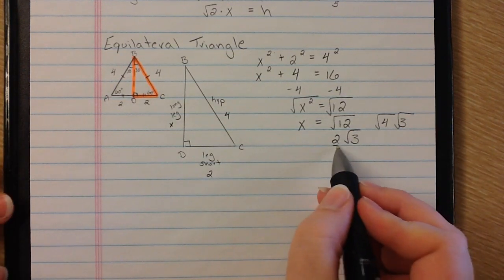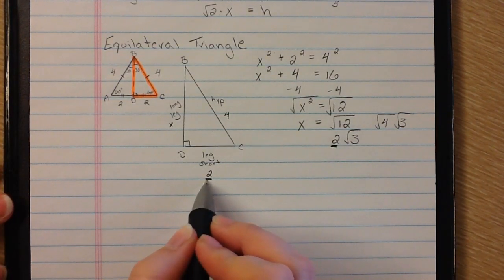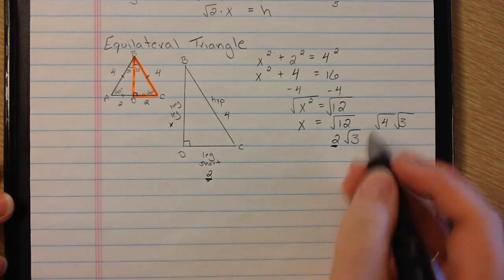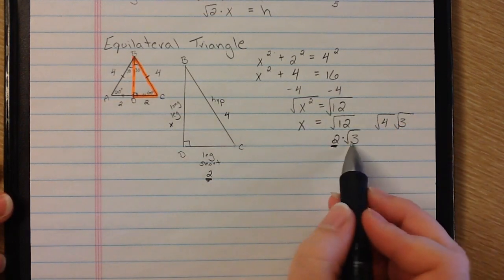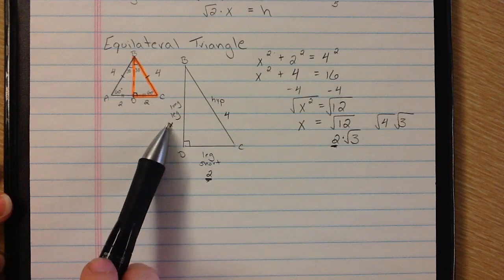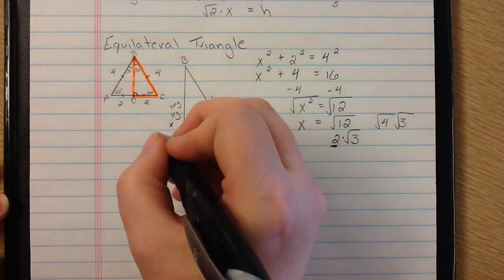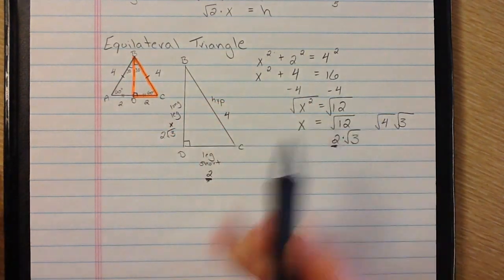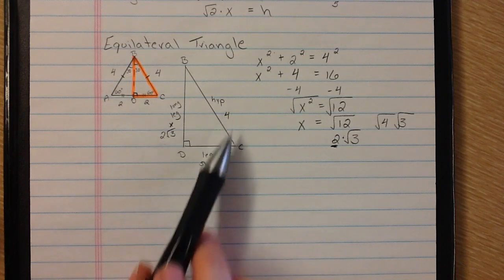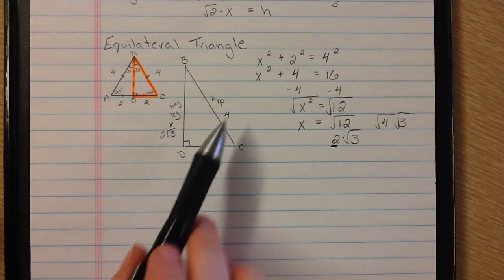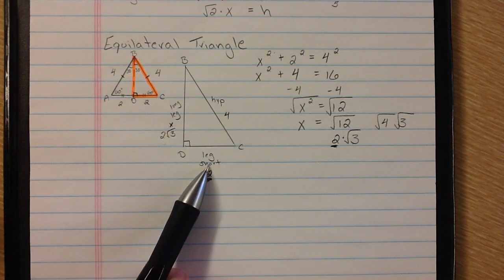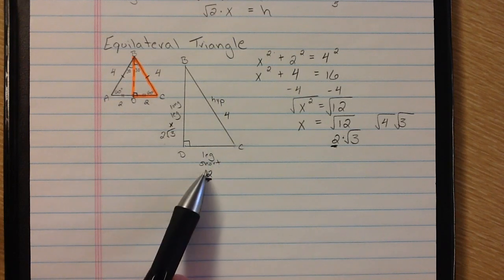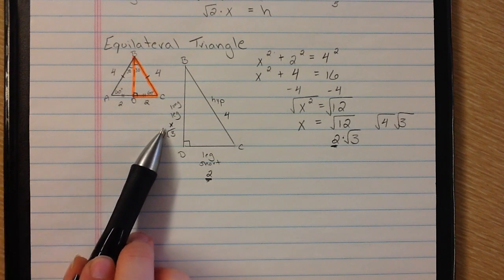Well, if you notice, the 2 matches this 2 right here. The only thing we're doing is multiplying that 2 by the square root of 3. So this side would end up being 2 square root of 3. So we have a bit of a pattern here. The short leg here is half the hypotenuse. So if I take the short leg times 2, I get the hypotenuse. If I take the short leg times root 3, I get the long leg.